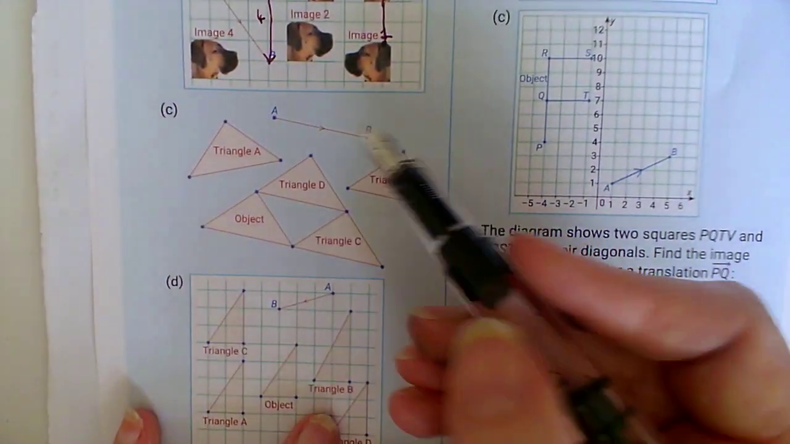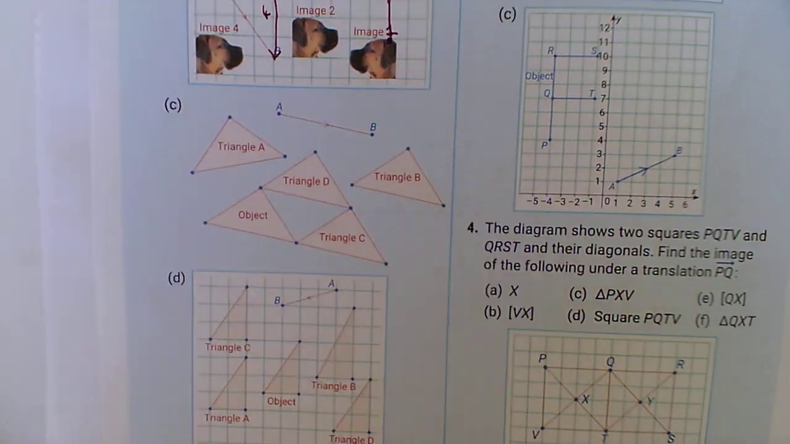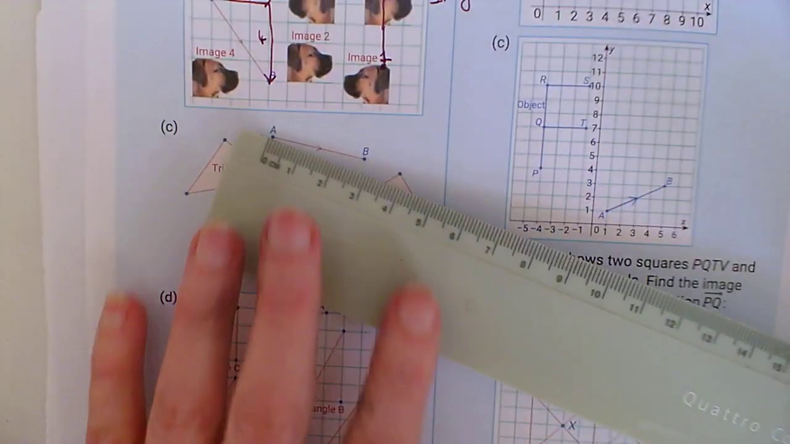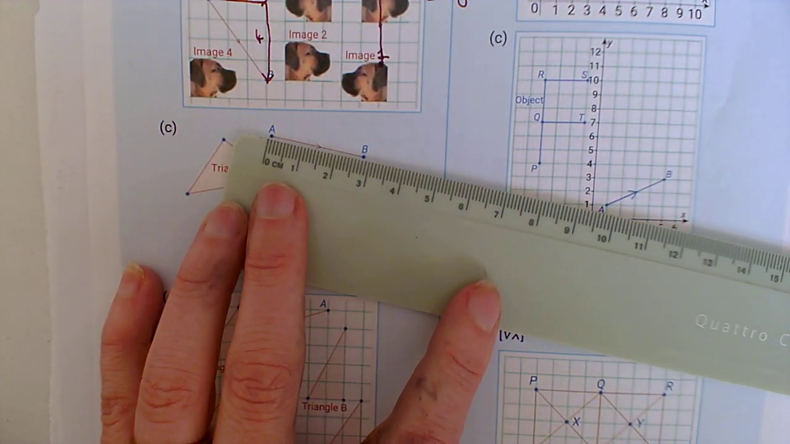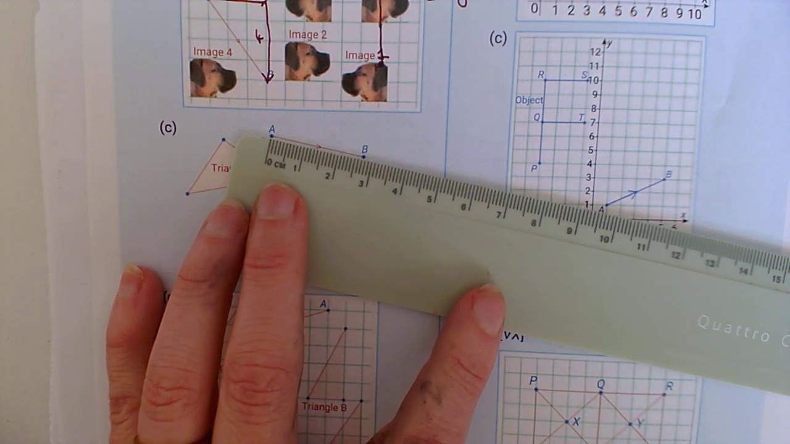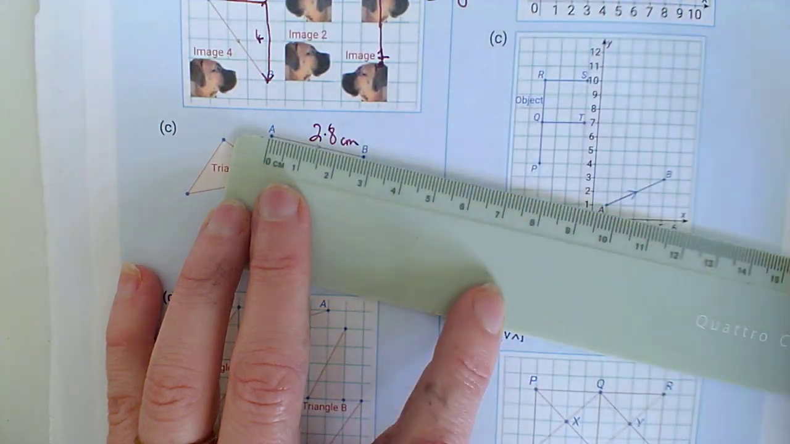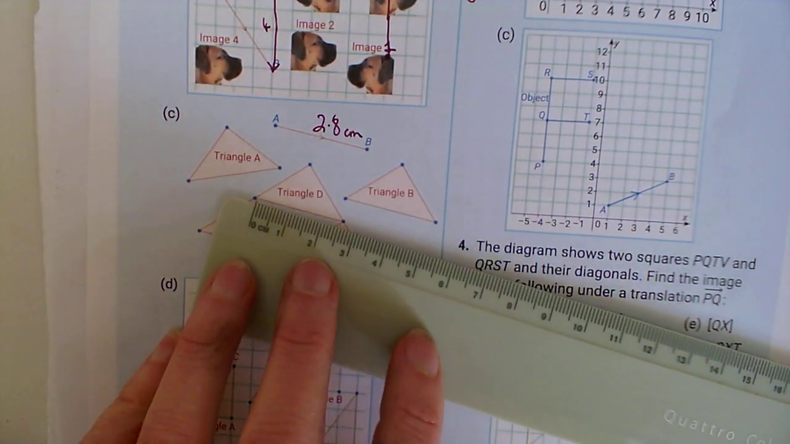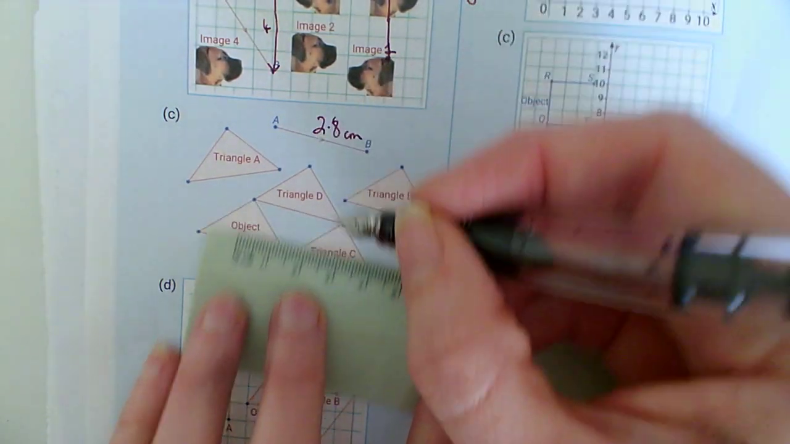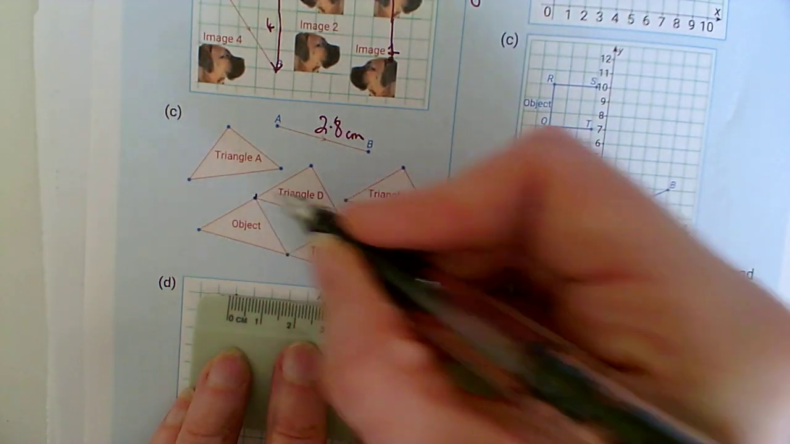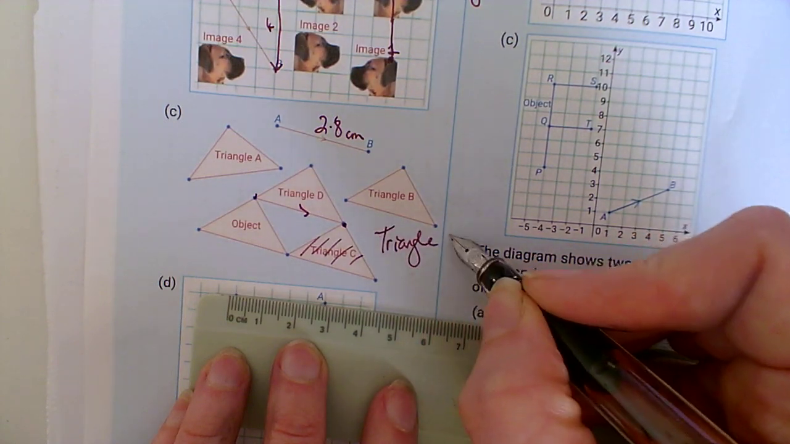For this one, this is a bit harder because I don't have boxes. So I have to copy the distance and the direction. So if I measure this, I measure the distance from here to here. They didn't even give us a nice neat number here. It is 2.8 centimeters. And so if I look at my object, and I'm looking for 2.8 centimeters, I'm going to go from here to here. And we can see that these are parallel lines. So to go from here to here, triangle C is my image.